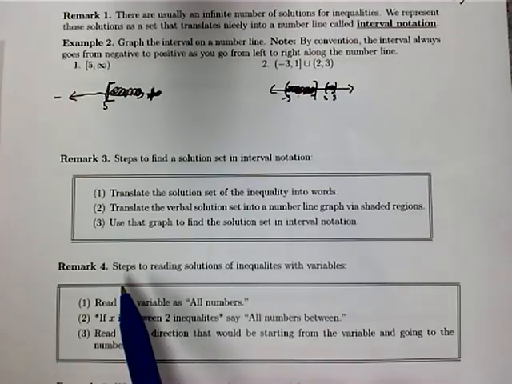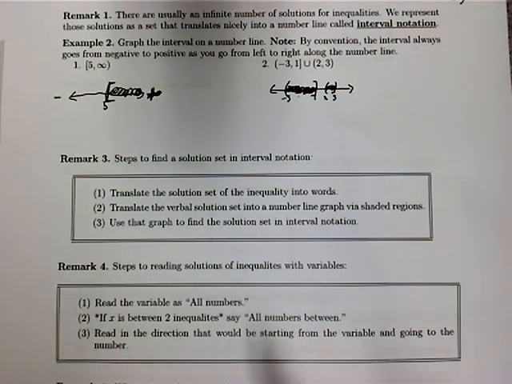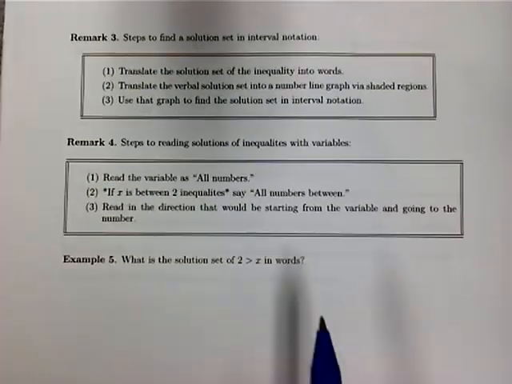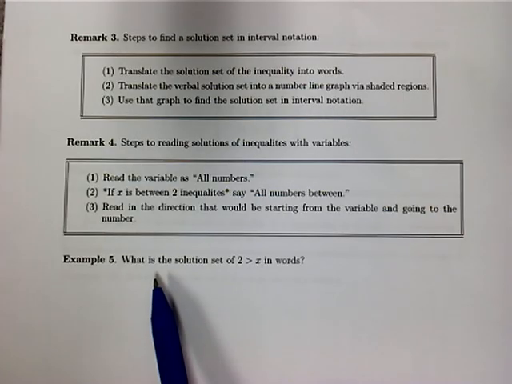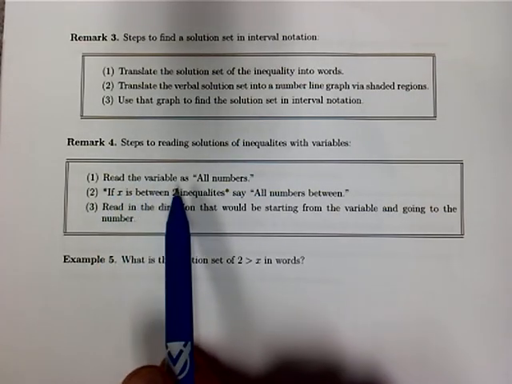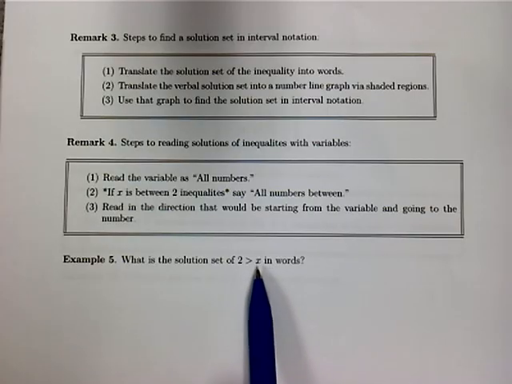So how do we actually read? That's the first thing. The first thing is to start from the variable and read that variable as all numbers. So you're looking at an inequality, and you start reading it. Down here we have an inequality, and the question is what's the solution set in words. Looking at this, it says read the variable as all numbers. So we go to the variable, which is here, and we start reading that as all numbers.